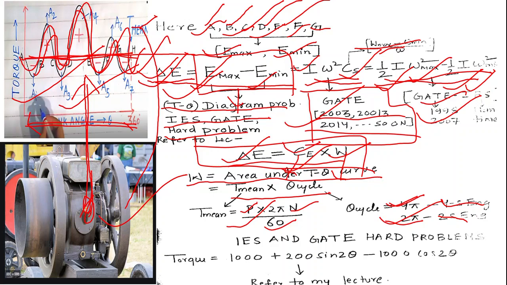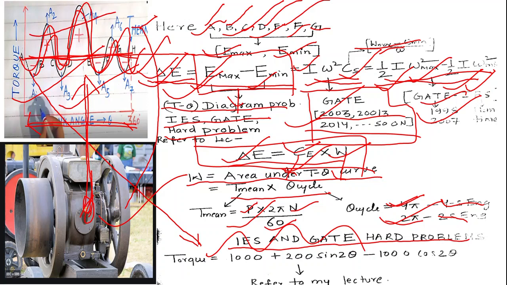And the next thing that I want to draw your attention toward is the IES and GATE hard problem, that is the conventional problem. In this problem the equation of the varying torque, the engine torque, which varies in a sinusoidal way, is given, as I have shown in this diagram. The equation of this curve is given to us in certain cases, so you can find out the value of delta E using this curve also. These problems come under the category of hard or conventional problems.